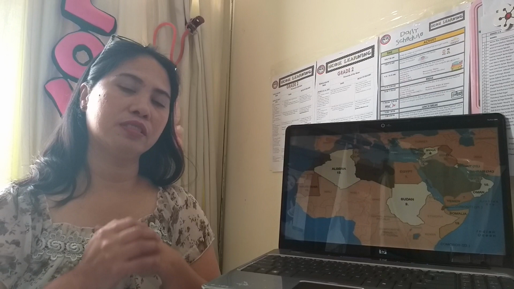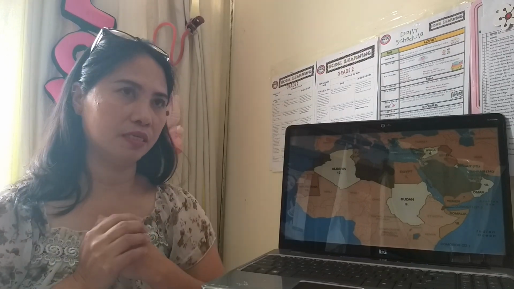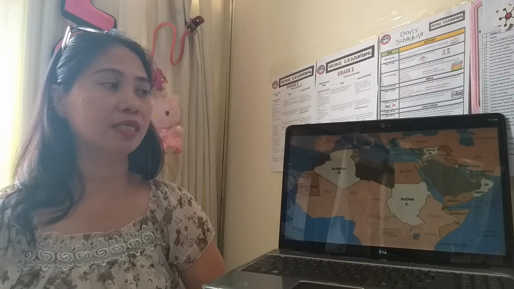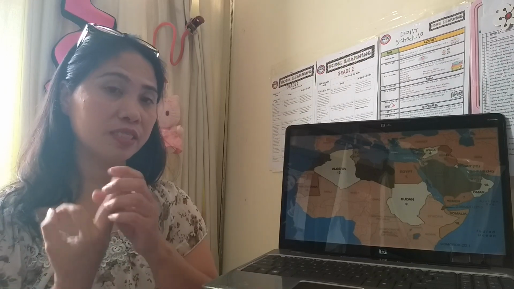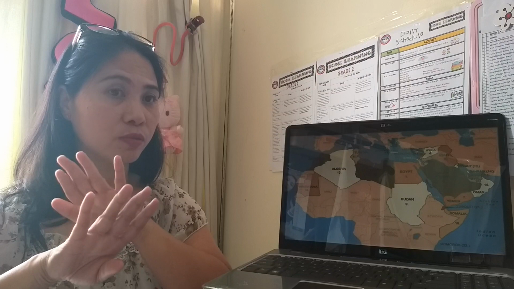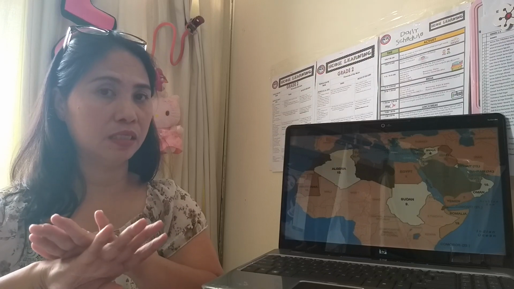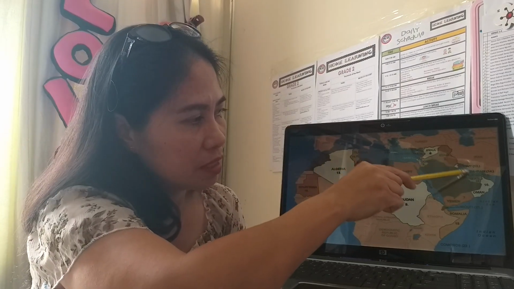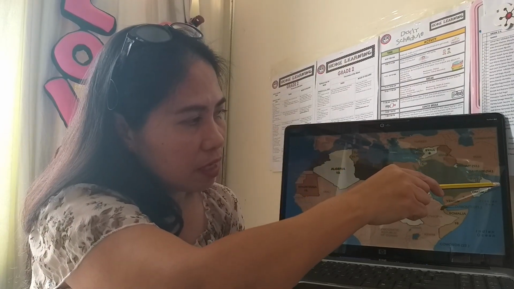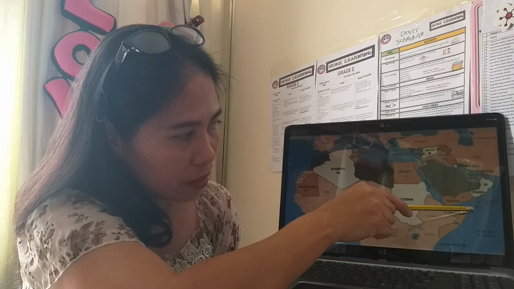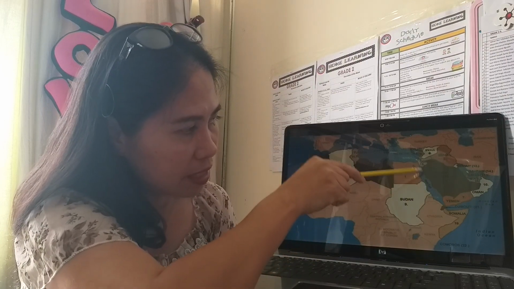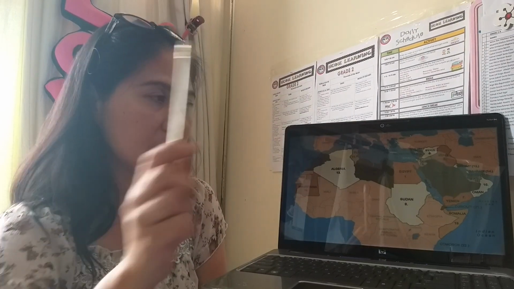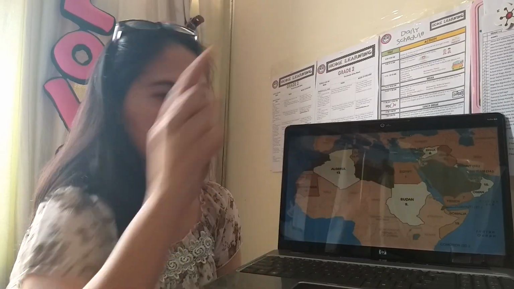One of our focuses is the bodies of water that surround the Arabian Peninsula. It has three sides, but there are four bodies of water that surround it. So what are those? We have the Arabian Gulf here, the Gulf of Oman here, the Arabian Sea here, and the Red Sea here. So four bodies of water, three sides.